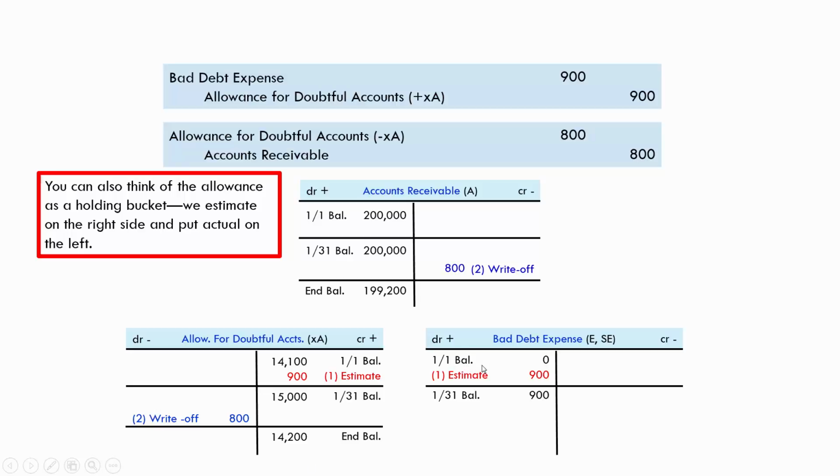Bad debt expense is an income statement item. Therefore, it does not have a beginning balance. It starts at 0 for the month, and we put into it our estimate for the month of those credit sales in that month that we expect to not collect. So this is recorded monthly. At the end of this month, we would start again, and in February you would expect to see another amount here for another estimate related to our February sales.